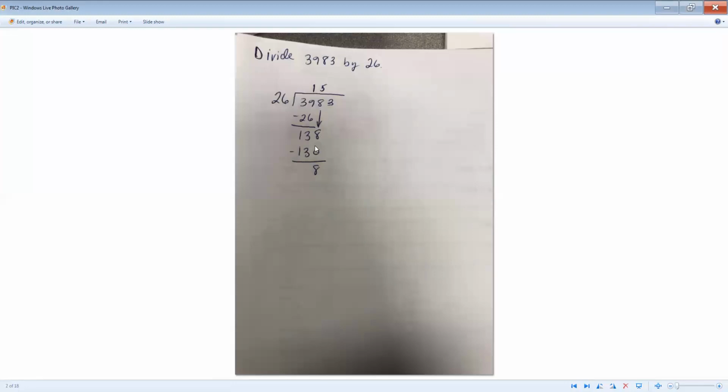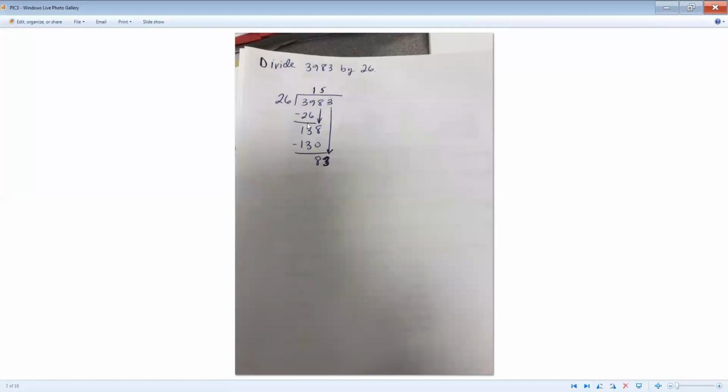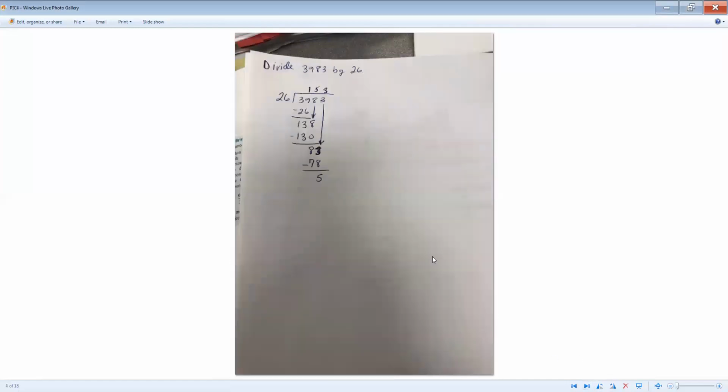Bring down 8. So then you ask yourself, how many times does 26 go into 138? That'll be 5 times. 5 times 26 is 130. Do your subtraction. That'll be 8. Bring down 3. So how many times does 26 go into 83? That'll be 3 times. 3 times 26 is 78. 83 minus 78 is 5.